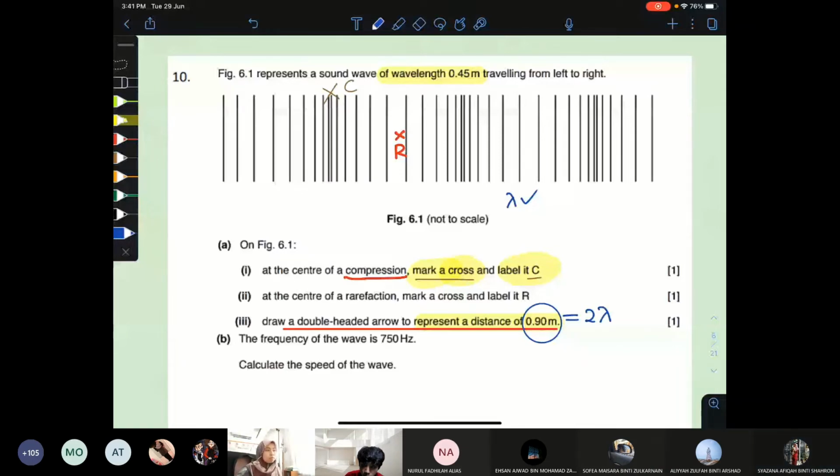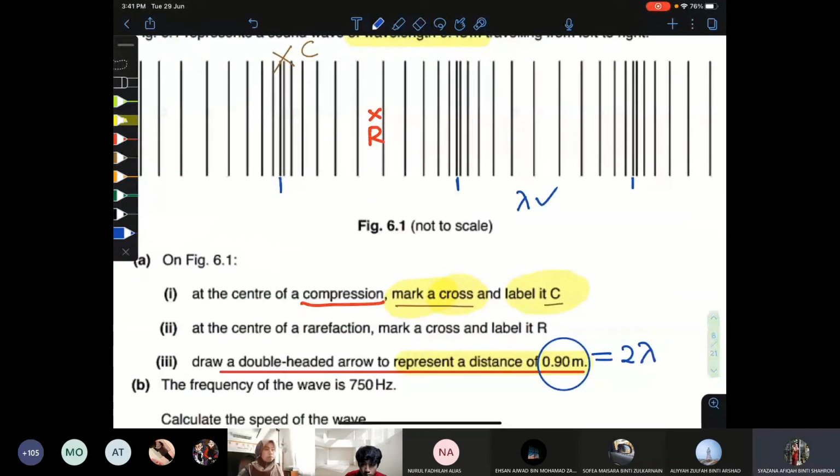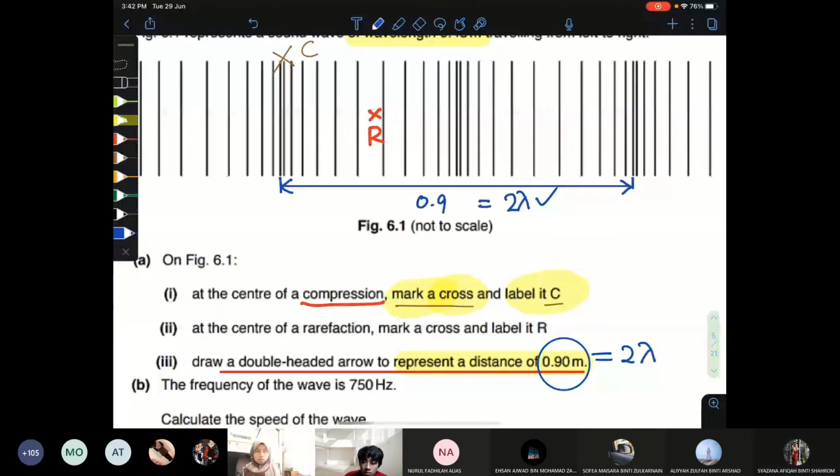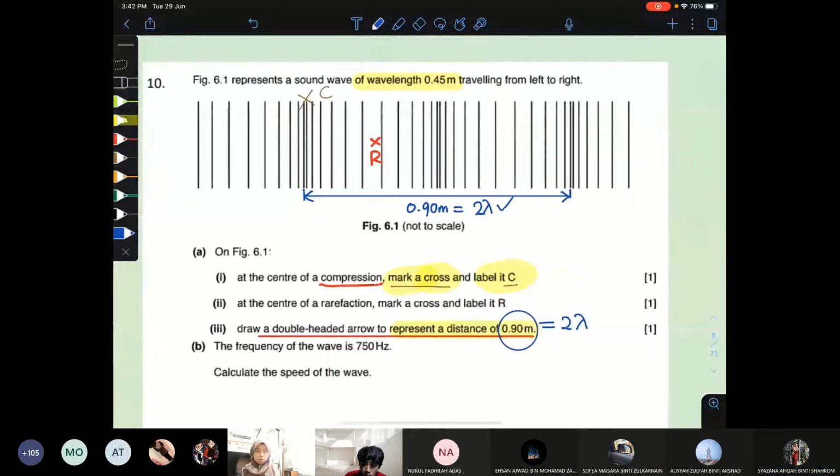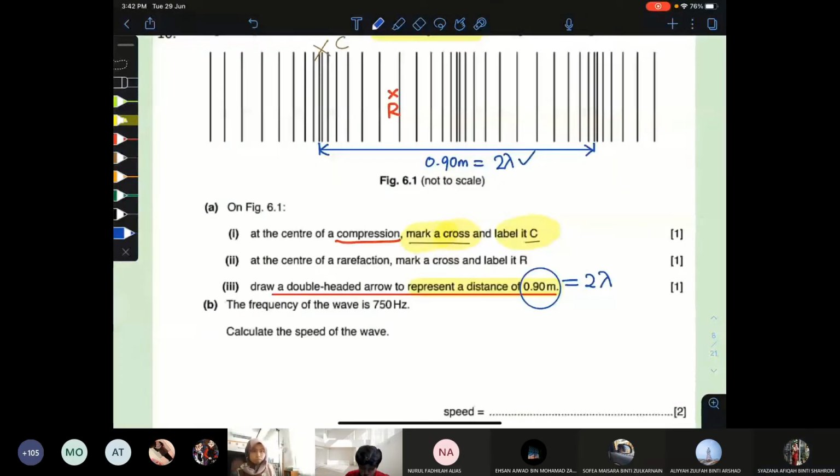I start here, I choose this one because it looks very obvious. So here is 1, and the first one in the middle, the compression, will be the third. So my line would be up to here. But what does the question want? A double-headed arrow, so draw it. What do you label? Two wavelengths, or you label 0.9 meters. Do as the question asks you to do.